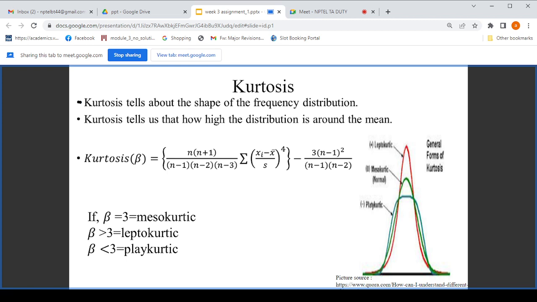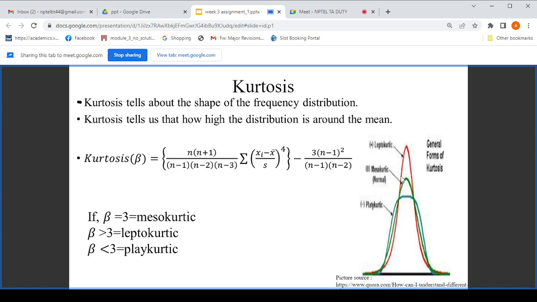Kurtosis is basically a measure of the shape of a frequency distribution. There are other ways to measure shape, such as skewness, and among them one method is kurtosis. It describes the behavior of the distribution near its mean: whether it is very high near the mean or flatter near the mean, that is, how the data deviates from its mean.